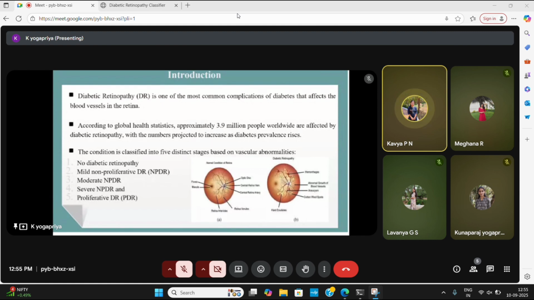Fourth one, severe non-proliferative diabetic retinopathy. Many blood vessels start to get blocked. The retina is deprived of oxygen, with a high risk of progressing to the proliferative stage.